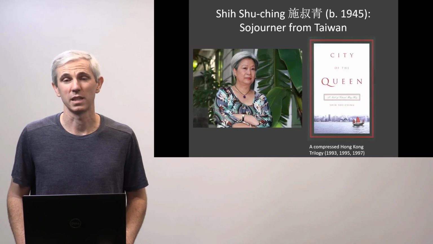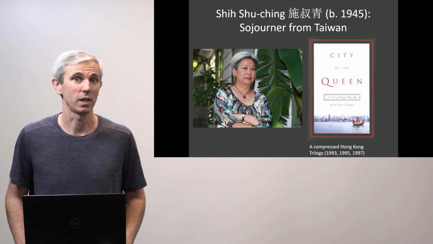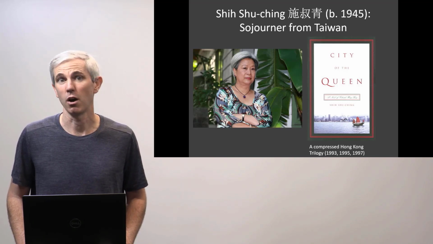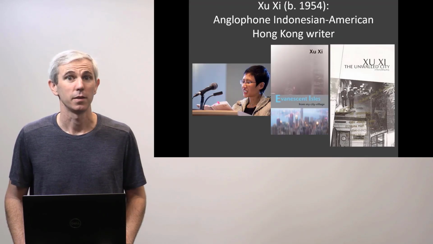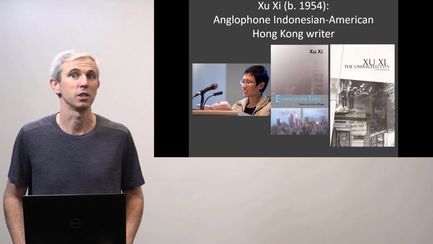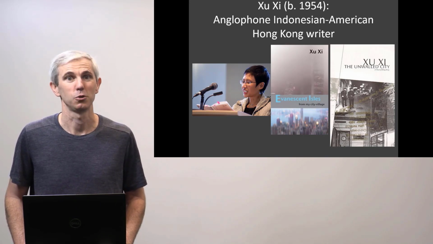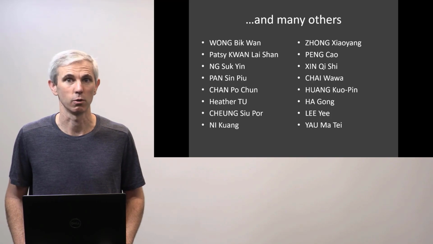Shi Shuqing would be an example of one of the many sojourner writers who came to Hong Kong. In her case from Taiwan, she wrote a Hong Kong trilogy, which has been partly translated as City of the Queen. Then you also have Anglophone writers and writers in other foreign languages, such as the Indonesian-American Hong Kong writer Xu Xi. And these are just a few of the writers in this tremendously diverse literary sphere.